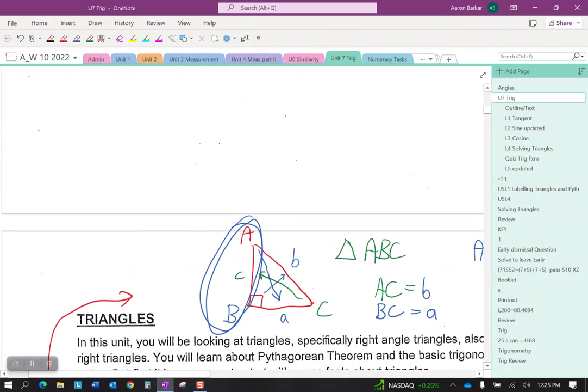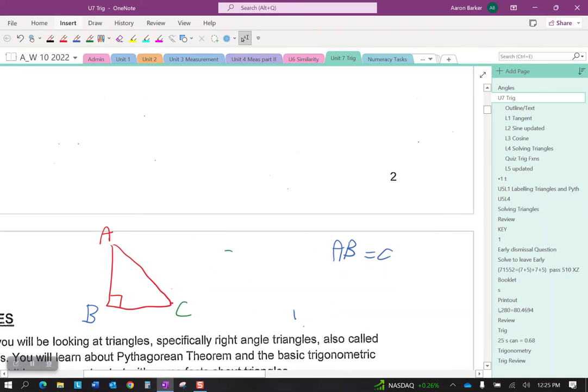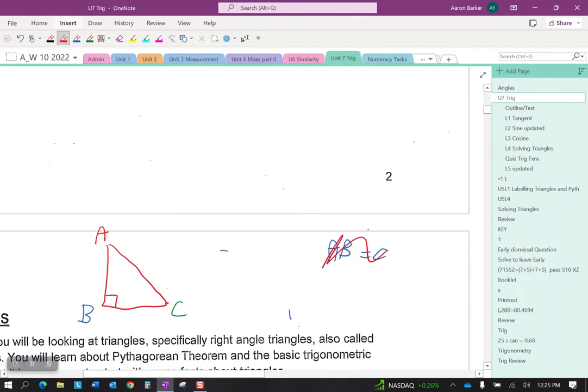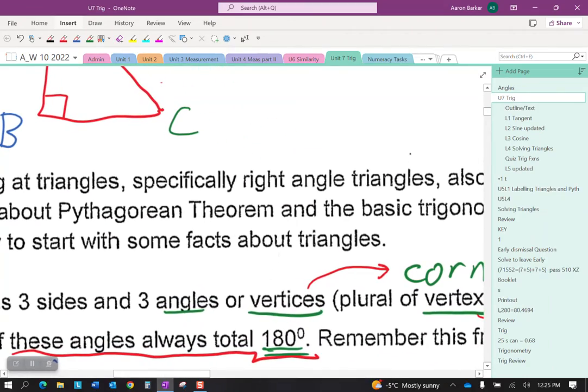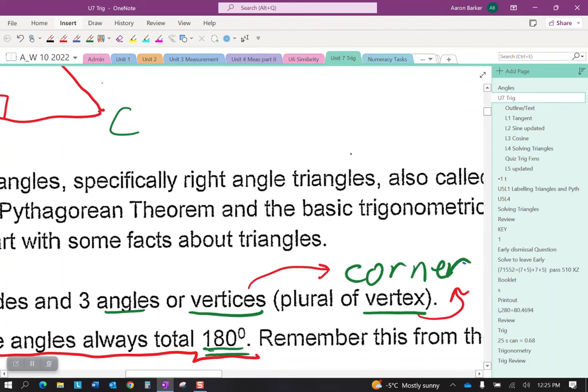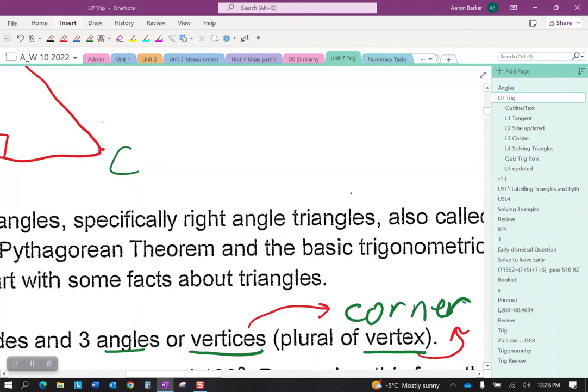Okay. When you're labeling triangles, there are a couple of things to keep in mind. The first thing is that capital letters go on the corners. Down here, first of all, there are 3 angles or vertices, and the singular of vertices is vertex, and that just means the corner, okay? So there are 3 corners, 3 angles, 3 sides, that's a triangle.